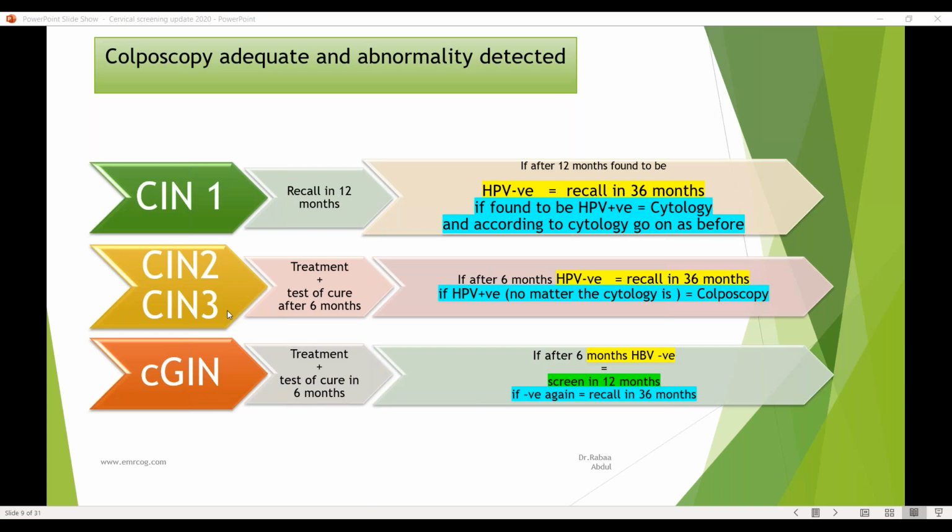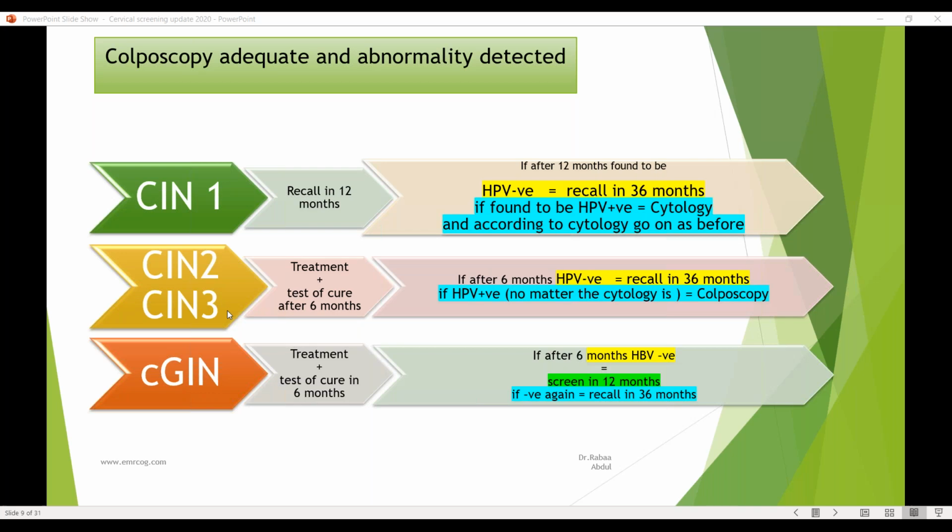The question here, which is made a little bit different in the options of the exam: what is the type of test of cure? Is it by colposcopic examination or by HPV testing? HPV testing. Yes, excellent. The test of cure is by HPV testing. This is what I want to hear from you. Excellent.